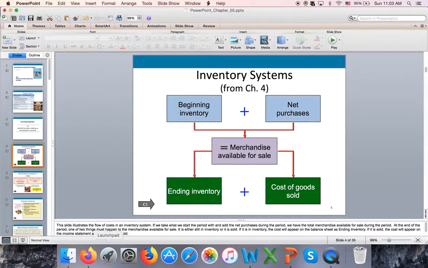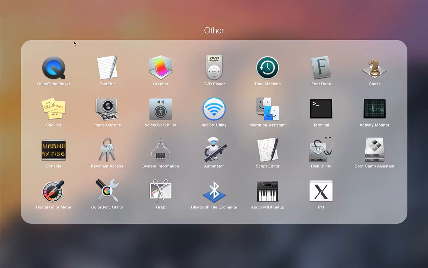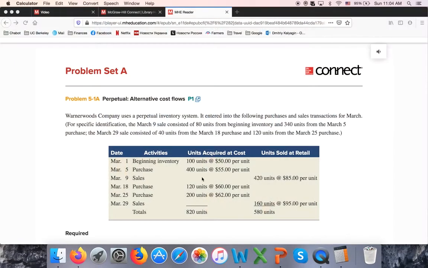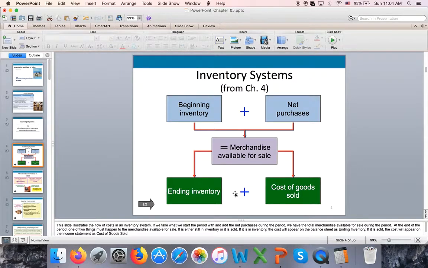Also, right here I can see how many items I sold. I sold 580 units. So I had 820 units and I sold 580, then what is my ending inventory? It's 240 units. So right here, I can say 240, 580. I sold 580, and I keep 240. Okay, so I hope it makes sense.